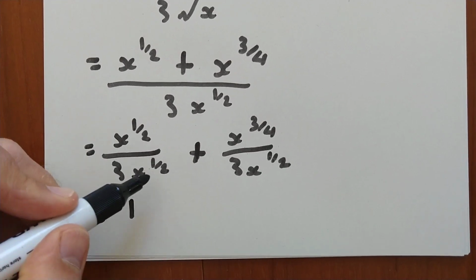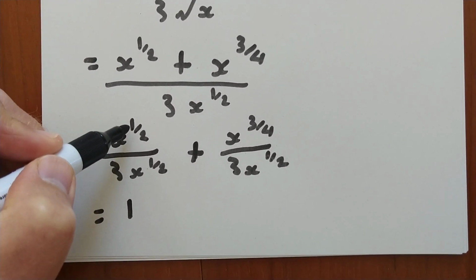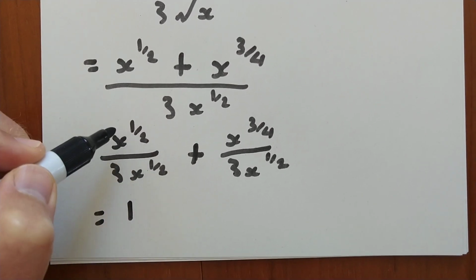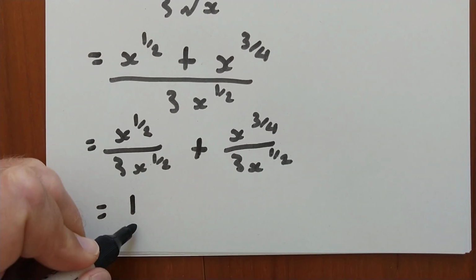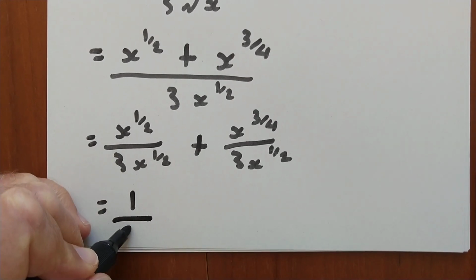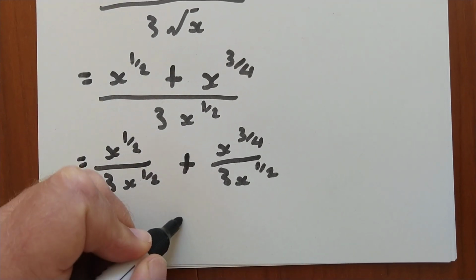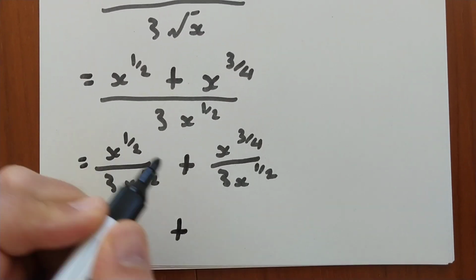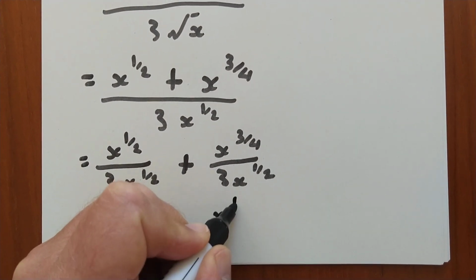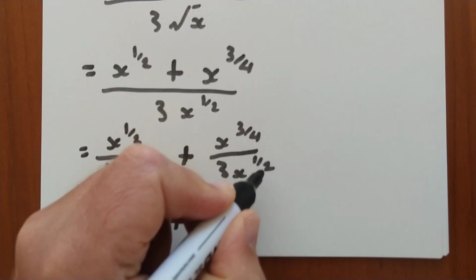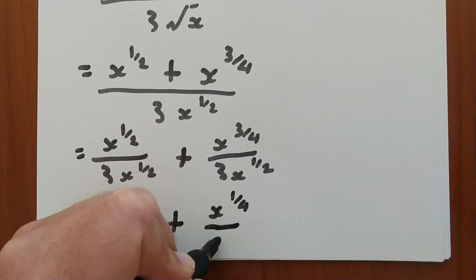Either because I'm dividing something by itself and cancelling, or because a half, take away a half is 0, and anything to the power of 0 is 1. Either way, the top is 1. Bottom number, the 3, that's not done anything. So 1/3, plus, and over here, 3/4, take away a half, x to the quarter. That brings the x's together. Oh, and I've still got a 3 underneath because I don't move the 3.